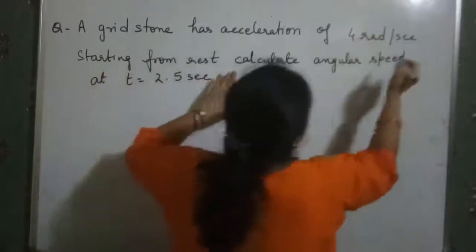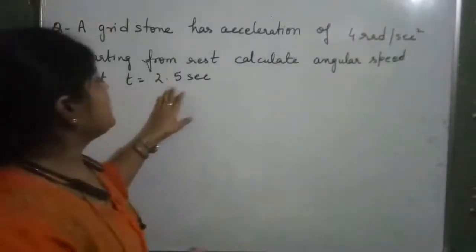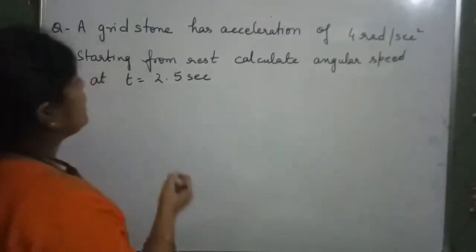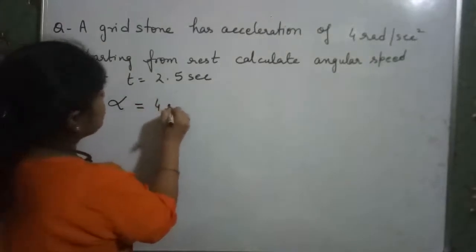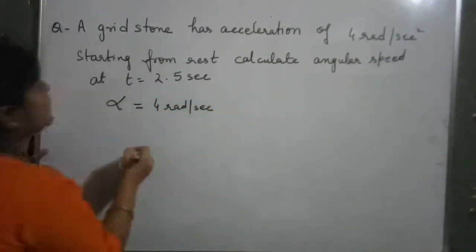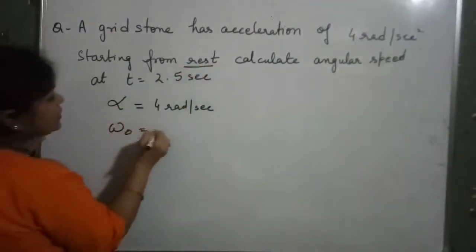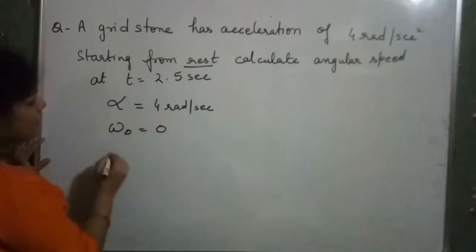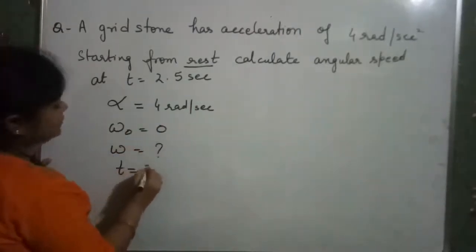Starting from rest, calculate the angular speed at time t. Now, angular acceleration, that is alpha, is equal to 4 radian per second squared, and it started from rest, that is omega 0 is equal to 0. We have to find the angular speed, that is we have to find omega at time t equal to 2.5.